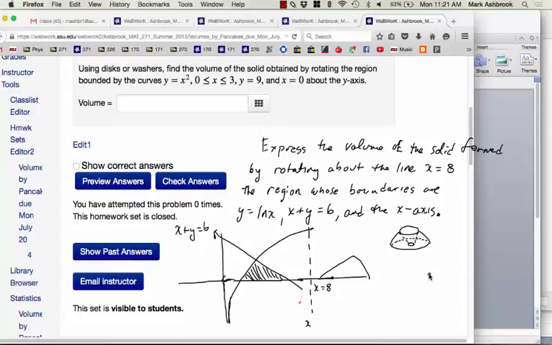Okay, so we're going to do our strip this way. And when we rotate that around the line x equals 8, we will get a washer, yes? We'll take our typical strip, rotate it, and we'll get a washer. The first washer will be the widest washer with the smallest hole at the bottom. And then as we move up, the washer will get more narrow, and the hole will get wider.